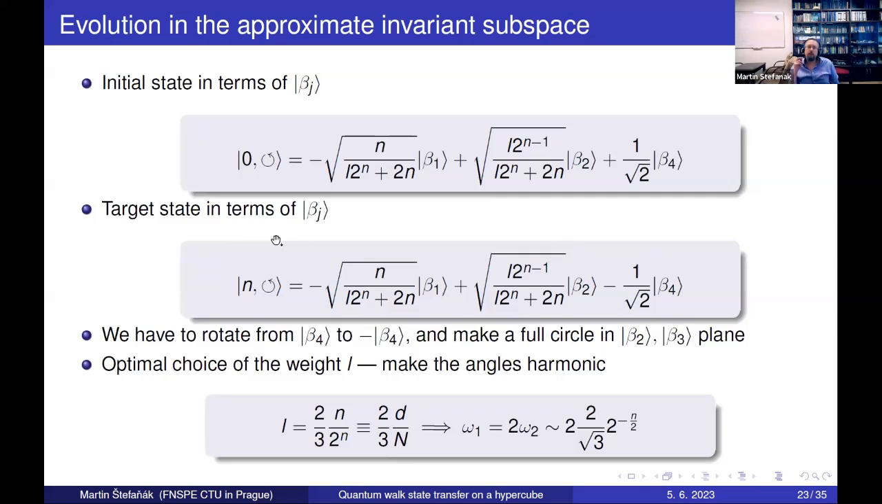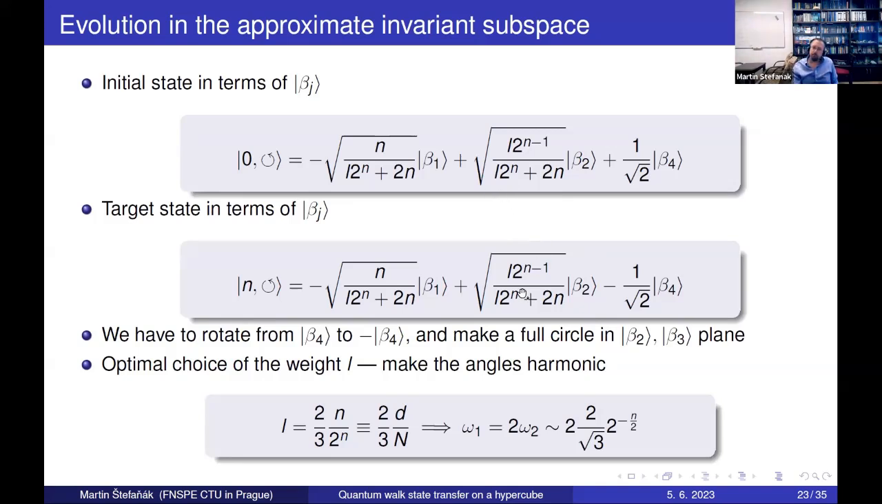Now, if you again rewrite the initial and the target states of this state transfer, so we have the loop at the sender vertex, loop at the receiver vertex, in terms of this basis beta j. We now have, okay, this first part is the same, second part is the same. Here we have plus 1 over square root of 2 beta 4, and here we have minus 1 over square root of 2 beta 4. So to reach from this state to this one, we have to make a rotation by pi in this beta 4, beta 5 plane to change the sign here. But at the same time, we have to make a 2 pi rotation in the beta 2, beta 3 plane, because here is the same guy.